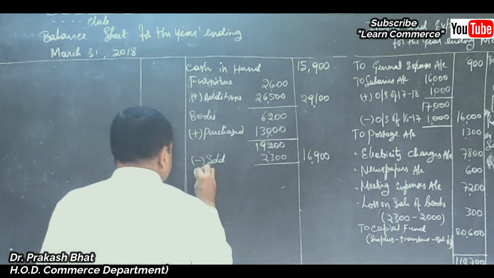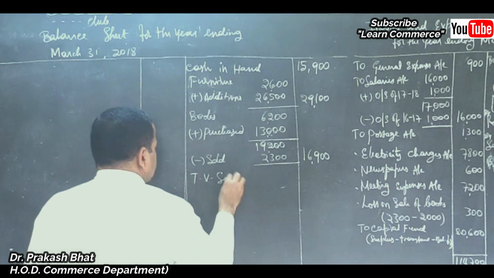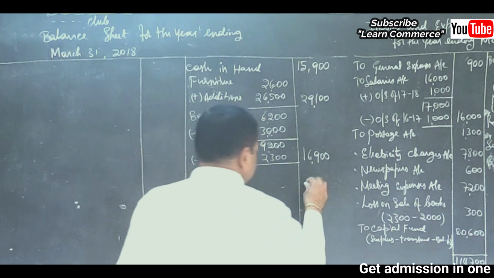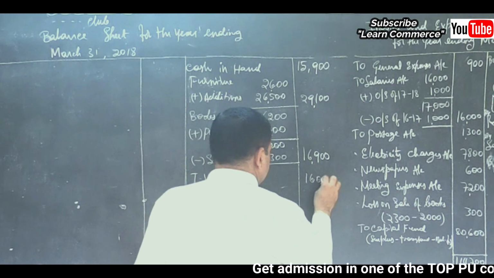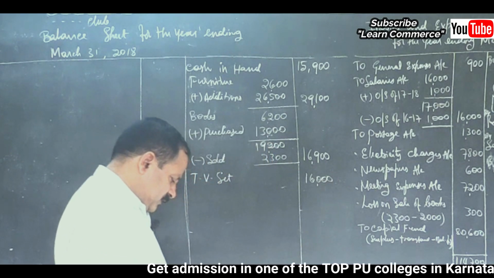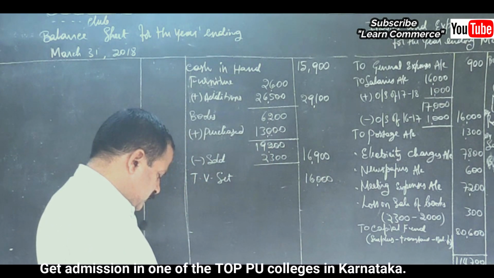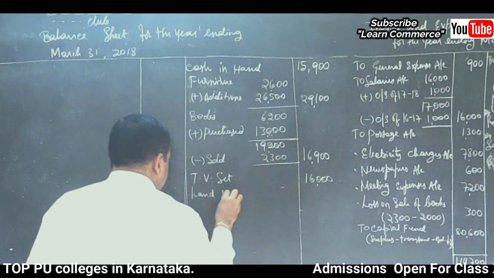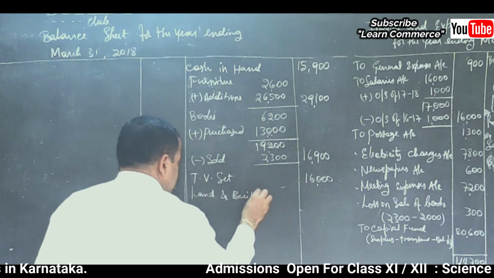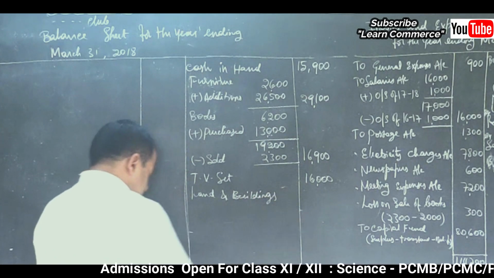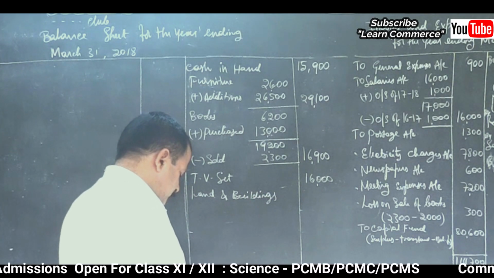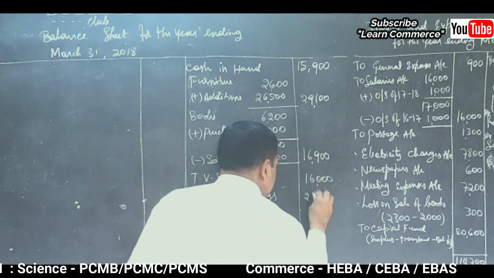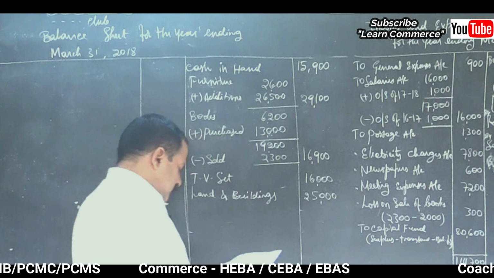Then television set, 16,000. Is it? Yes. Then land and buildings. How much? That is 25,000.